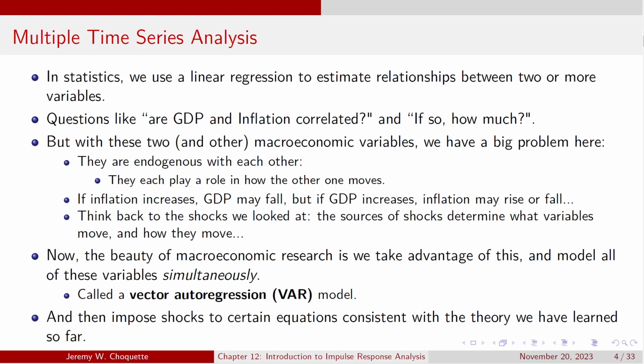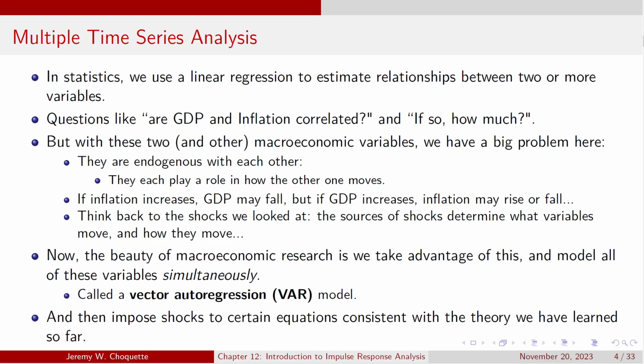Now, in statistics, we use something known as a linear regression to estimate relationships between two or more variables, asking, is GDP and inflation correlated? And if they are correlated, by how much? But with these two and other macroeconomic variables as well, there's an issue because they're what's known as endogenous with each other. They play a role in how the other one moves.